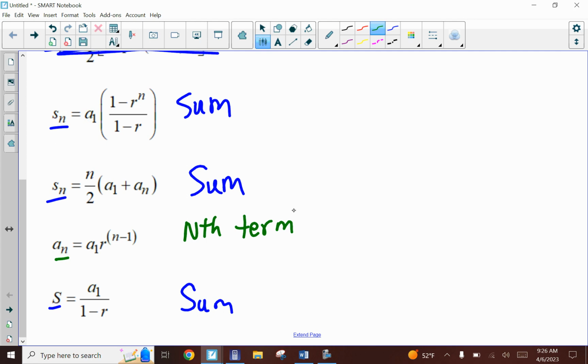So let's go back to the sums for a second. When we look at the sums, this first one here has some R's in it, so that automatically tells you that this is a geometric sum. These R's should technically have parentheses right here. And then the next one doesn't have any R's, so this is going to be your arithmetic sum.